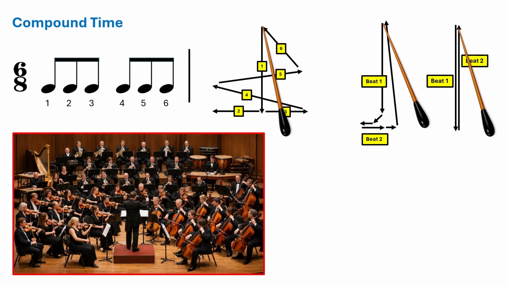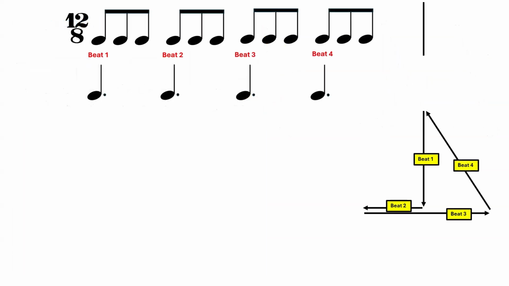If 6/8 time has 2 dotted crotchet beats per bar, then we can easily work out that 12/8 time signature has 4 dotted crotchet beats per bar. And this is how it is conducted, using exactly the same pattern as the time signature of 4/4, with 1 arm direction per dotted crotchet beat.